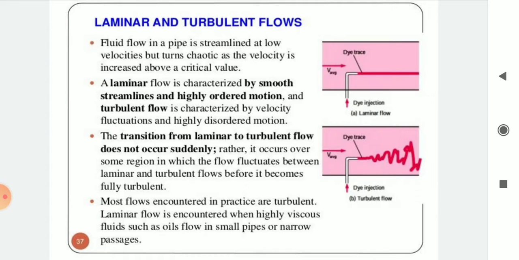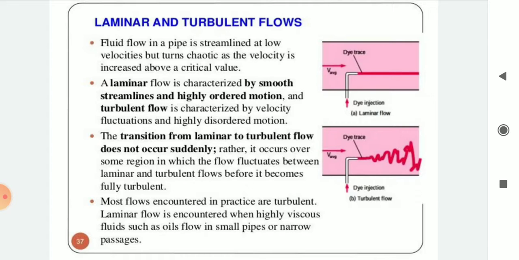So fluid flow in a pipe is streamlined at low velocities but turns chaotic as the velocity is increased above a critical value. A laminar flow is characterized by smooth streamlines and highly ordered motion, and turbulent flow is characterized by velocity fluctuations and highly disordered motion.